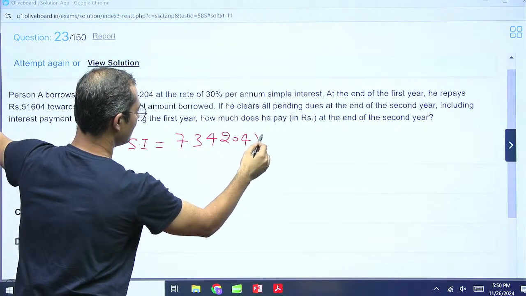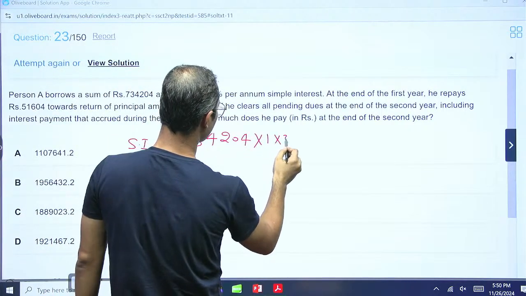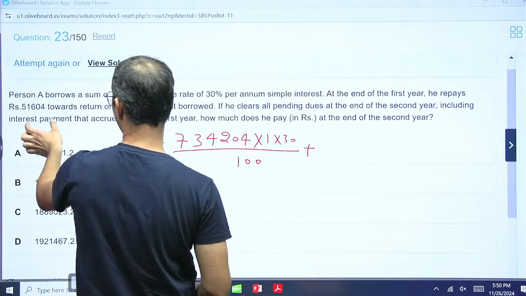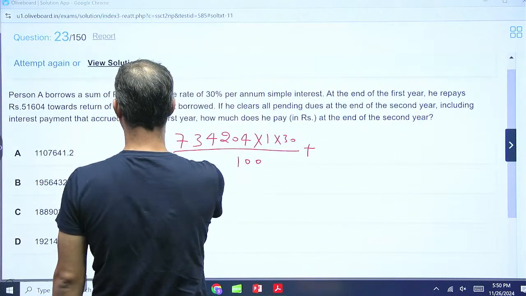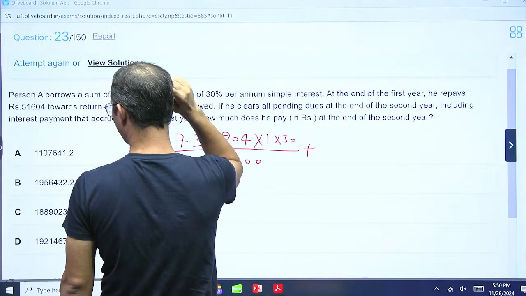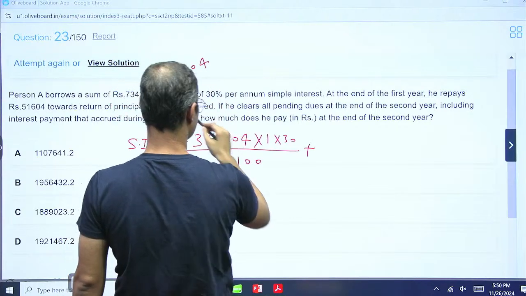At rupees 734,204, right? So this amount is going to be used for 1 year at the rate of 30%. Plus, now how much amount? The principal amount. He pays rupees towards principal, right? So we can say that 734,204 minus 51,604.